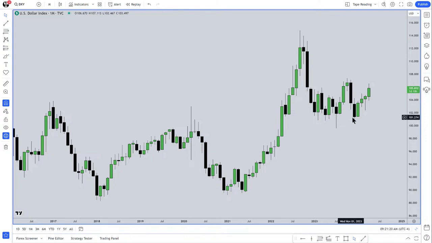Below us, where did we come from? Well, we came from this low here. What did that do? Consequent encroachment. This wick. See that? 50% of the wick. Wicks are gaps. Okay, that's how you should look at it. The algorithm, I know you don't believe there's an algorithm, the algorithm sees these wicks and treats it as a gap.